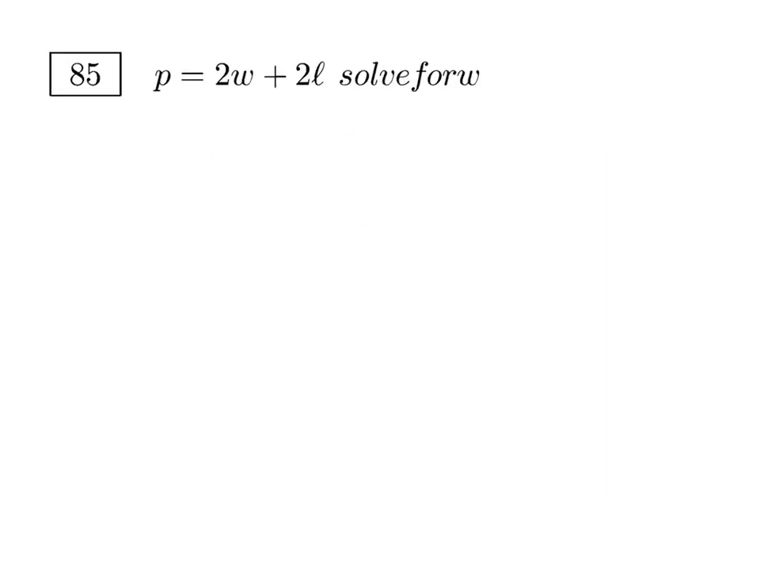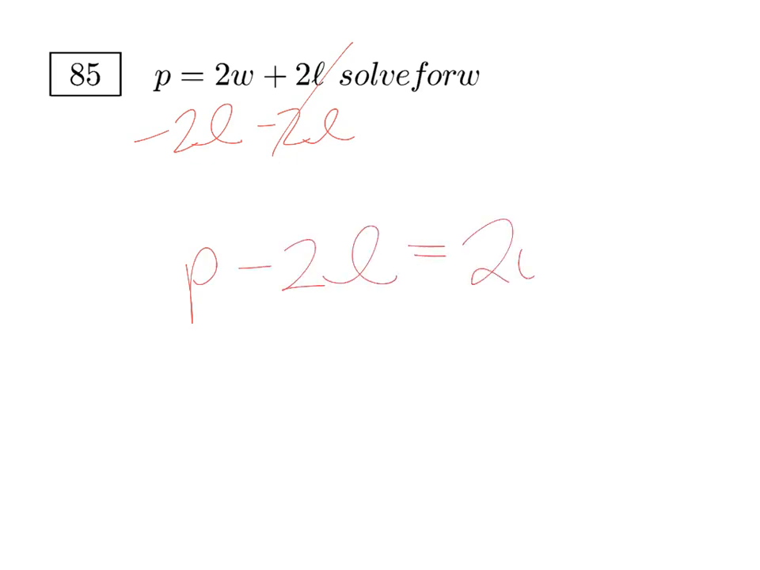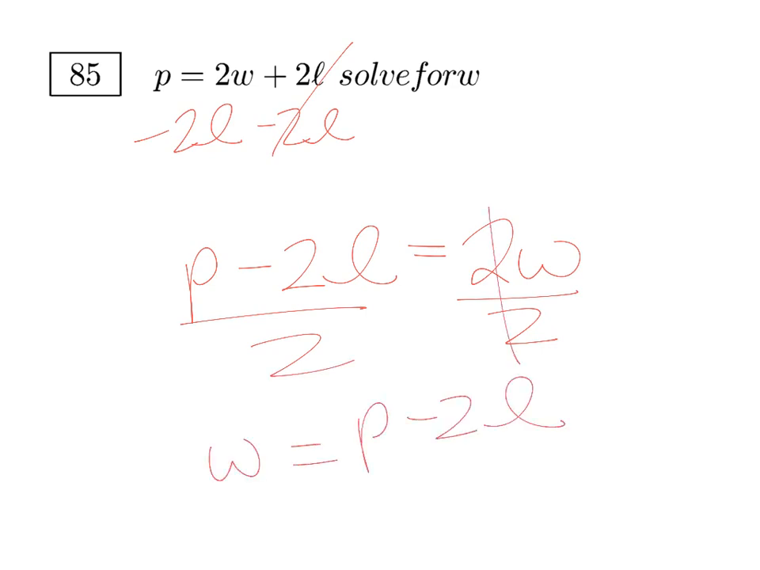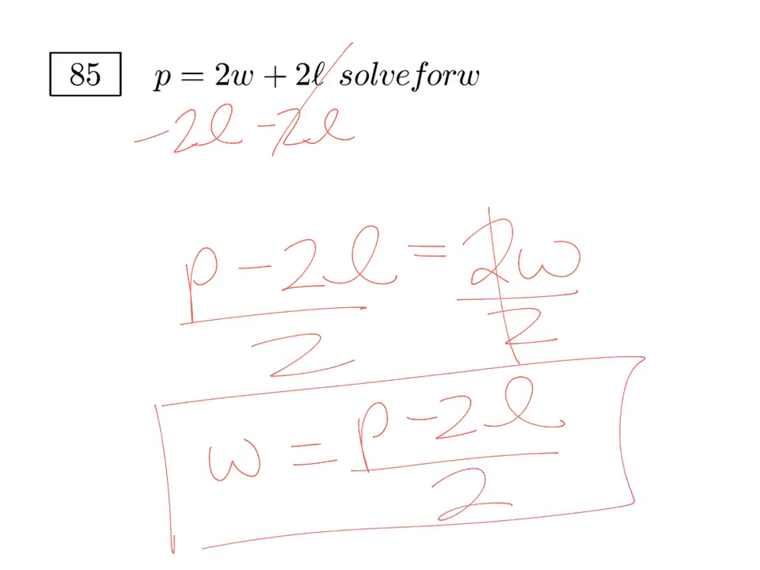Okay, solve for w. Alright, so first thing I'm going to do is subtract 2l. So now I have p minus 2l is equal to 2w. And I'll divide by 2. So now I have w is equal to p minus 2l over 2. Done. That's all there is to it.